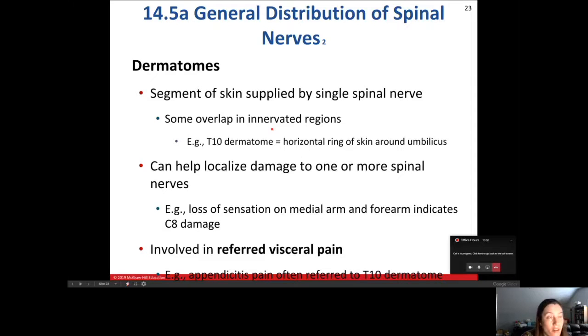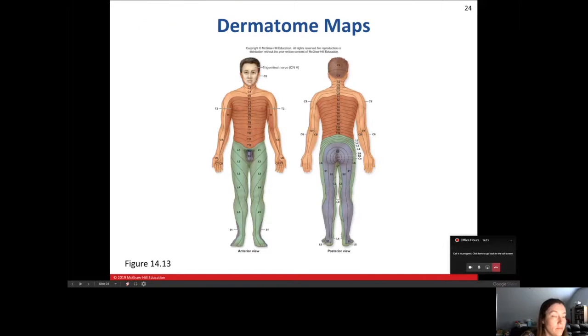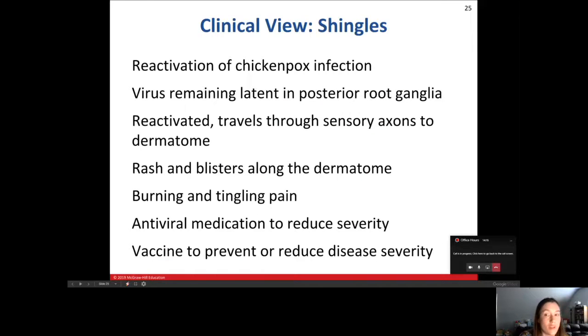This can also be involved in something called referred visceral pain. We'll talk a little bit more about that in the autonomic nervous system, so in chapter 15. But just remember this when we get there. I'm not going to ask you about referred pain until we talk about it, but they are involved in that. So shingles is something that we'll talk about dermatomes with.